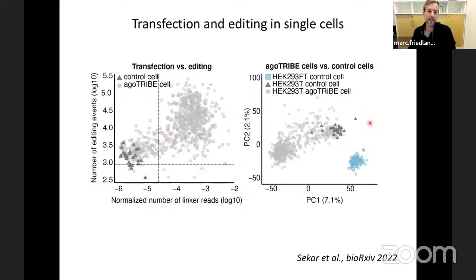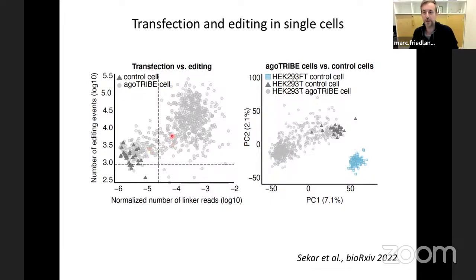And when we plot these against each other, we have here the normalized number of linker reads as a proxy of transfection efficiency. And here we have the number of editing events. So we see that the control cells, they are the dark gray triangles, and they typically have essentially no linker counts as expected, and very low editing levels. And some of the agoTRIBE transfected cells behave in the same way, suggesting that they were not transfected efficiently. And then we have a lot that are behaving nicely.